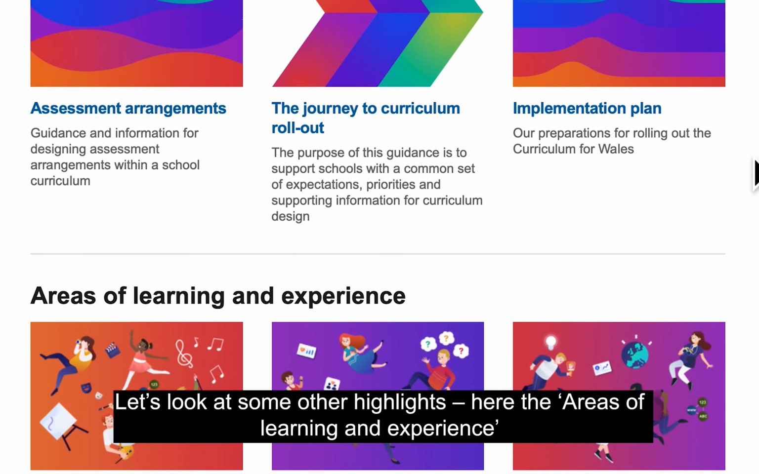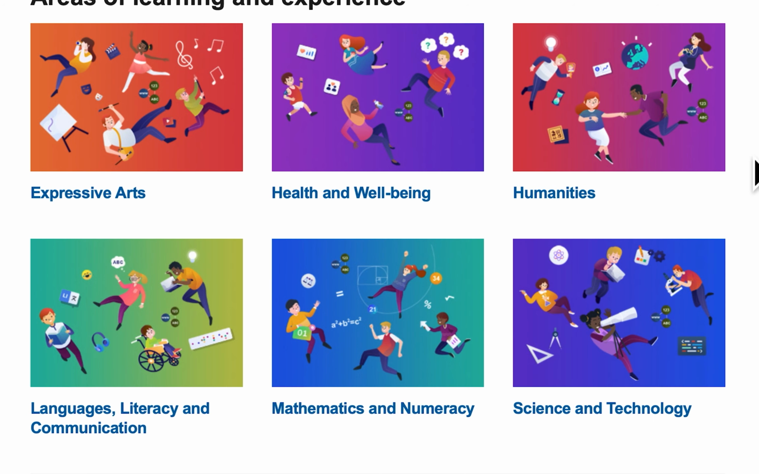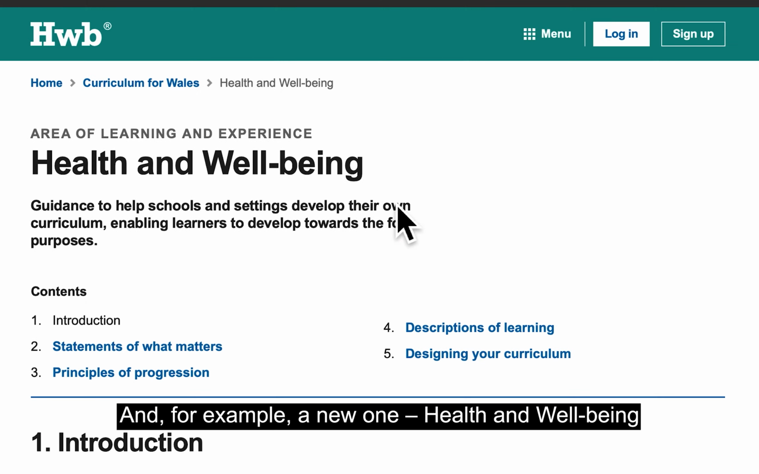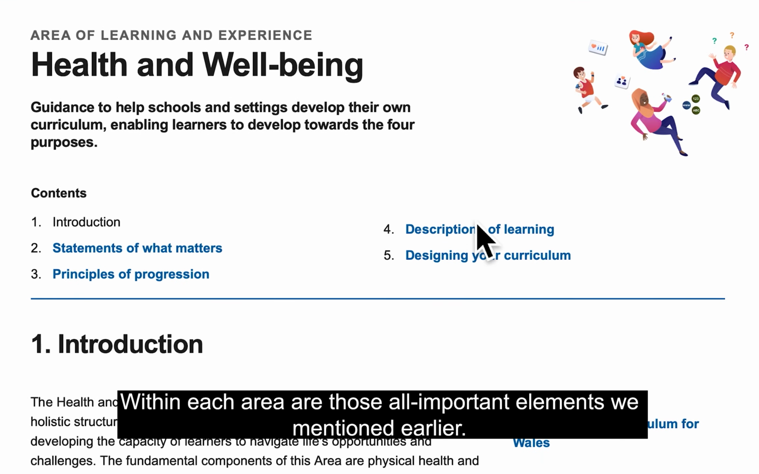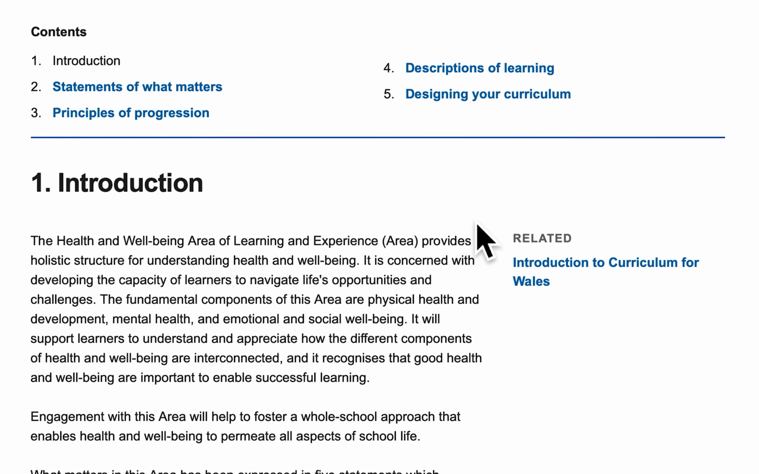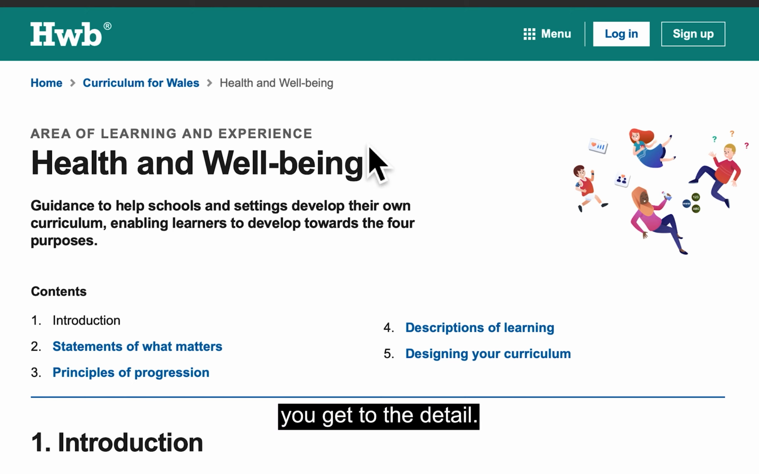Let's look at some other highlights. Here, the areas of learning and experience. And, for example, a new one, health and well-being. Within each area are those all-important elements we mentioned earlier. That's why we suggest starting with the overarching guidance so you know how everything fits together before you get to the detail.